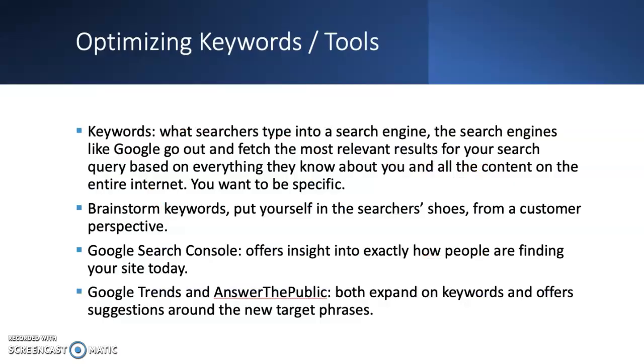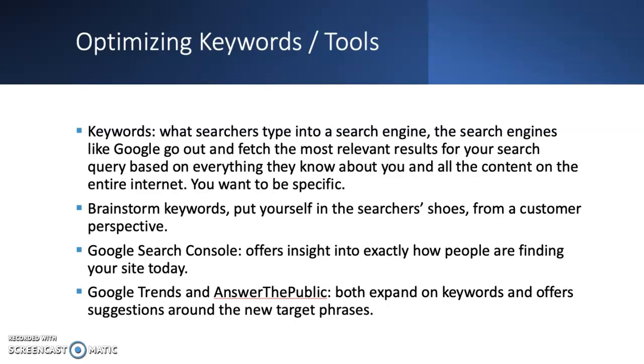Optimizing keyword tools. Keywords are what searchers type into a search engine. A search engine like Google goes out and fetches the data, the most relevant result and the best content on the entire internet, so that it can give you the best specific result.